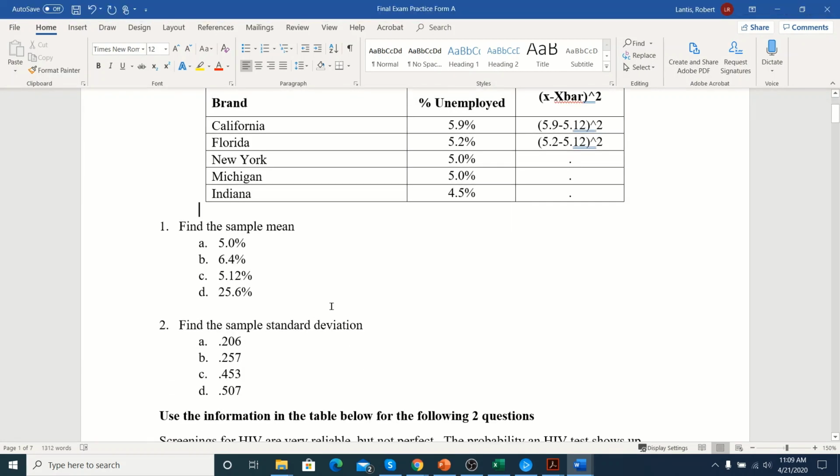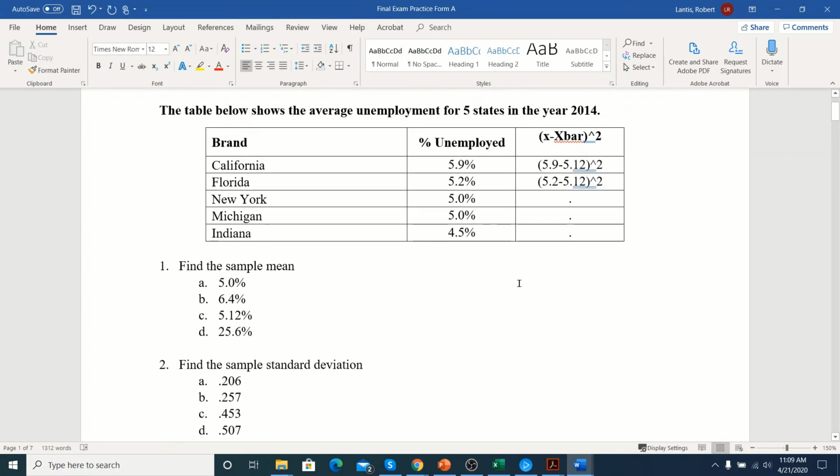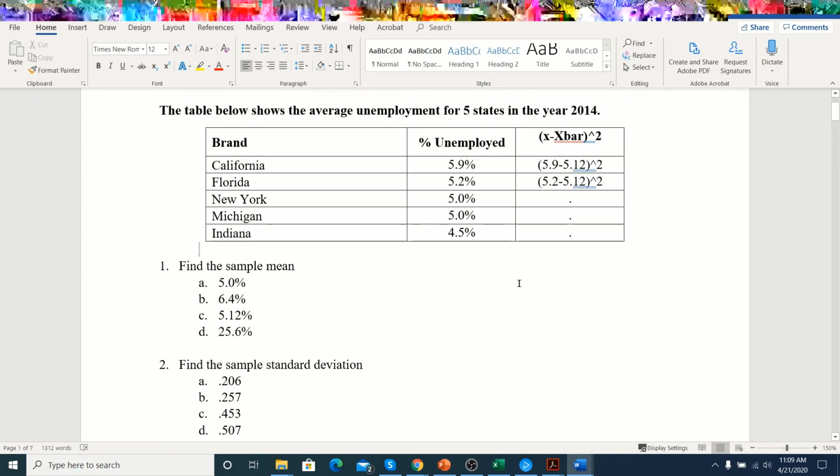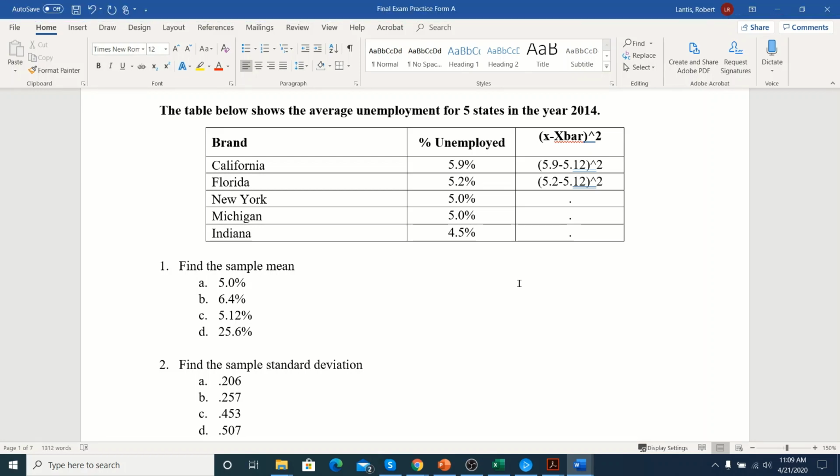Now, at that point, let me see, I'll do this and then we'll talk about it, so I can give you the actual intermediate numbers. So 5.2 minus 5.12 squared plus 5 minus 5.12 squared plus 5 minus 5.12 squared plus 4.5 minus 5.12 squared. So 1.028 divided by 4. 0.257 should be what I get, but that's my variance.